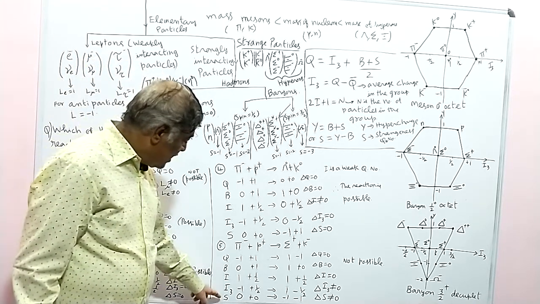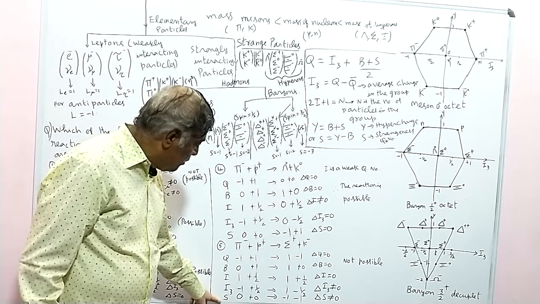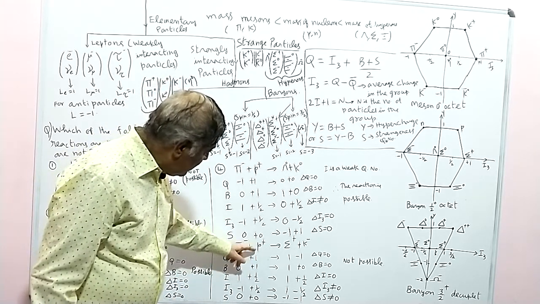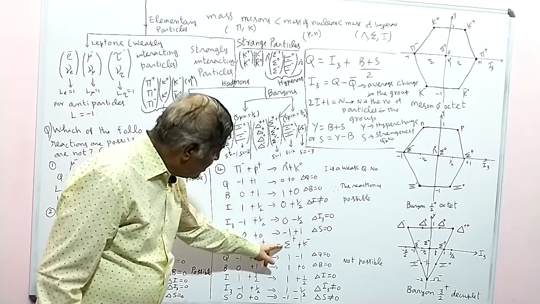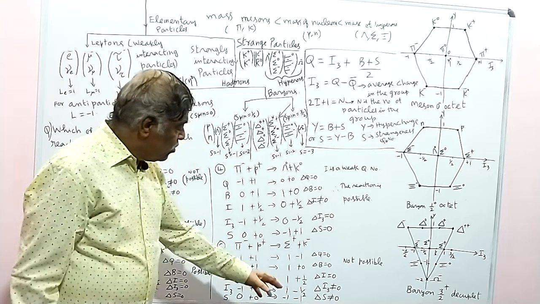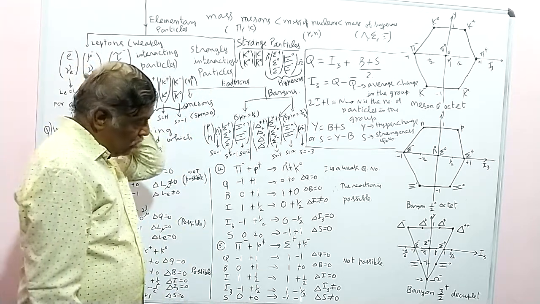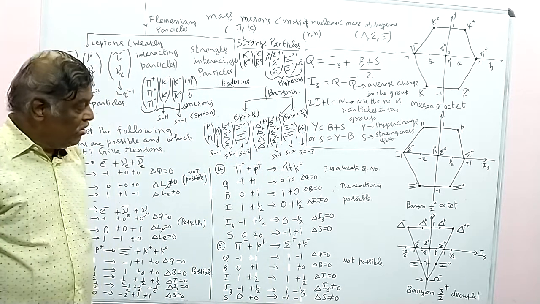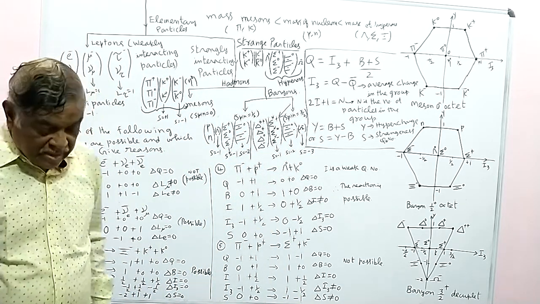And similarly find the strangeness number. They are not strange particles, so S is 0. Here, sigma is minus 1, and K minus is also minus 1. So delta S is also not 0. So since these two quantities are not conserved, this reaction is not possible.